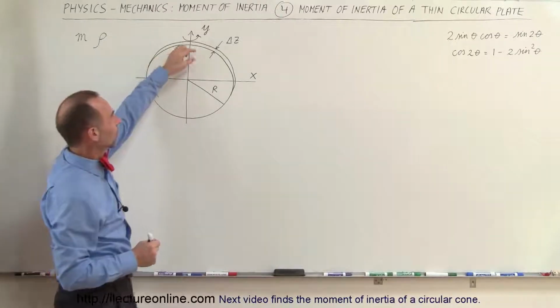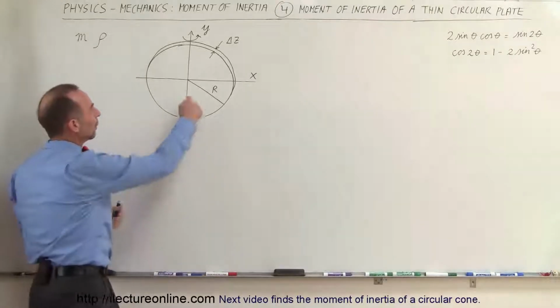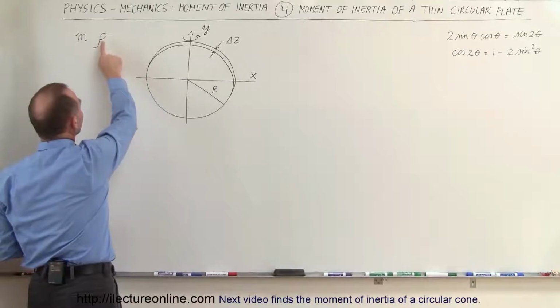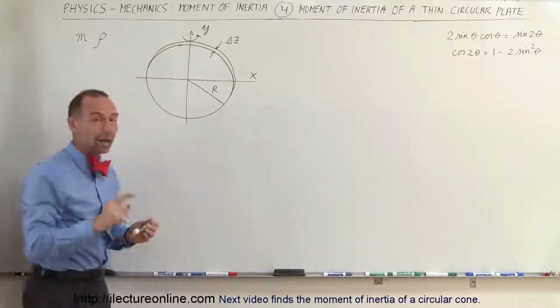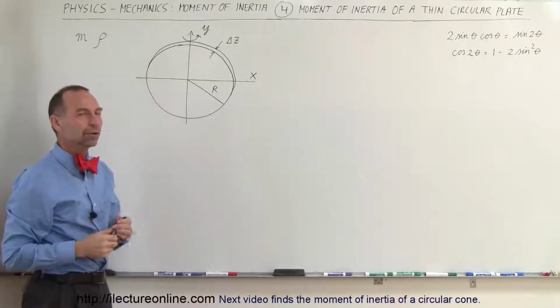of a flat circular disk. Now the disk has a slight amount of thickness, let's call it delta z, and delta z is just a constant. The radius of the disk is r, the mass of the disk is m, and the density is called rho. And we're going to take the disk and rotate it about the y-axis like that. So what is the moment of inertia?